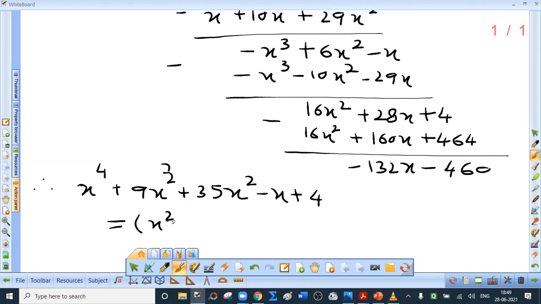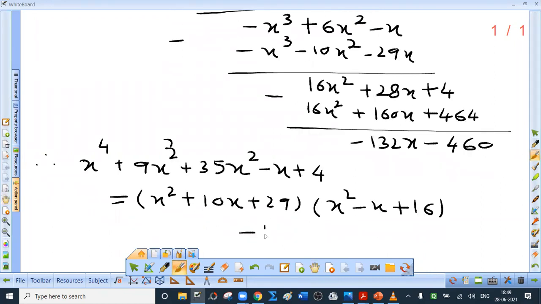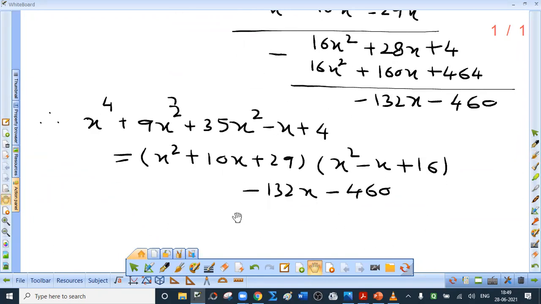divisor, so x square plus 10x plus 29, into quotient x square minus x plus 16, okay, plus remainder, that is minus 132x minus 460. Now this is not the final answer. See, this is 0, 0 into this x square minus x plus 16.